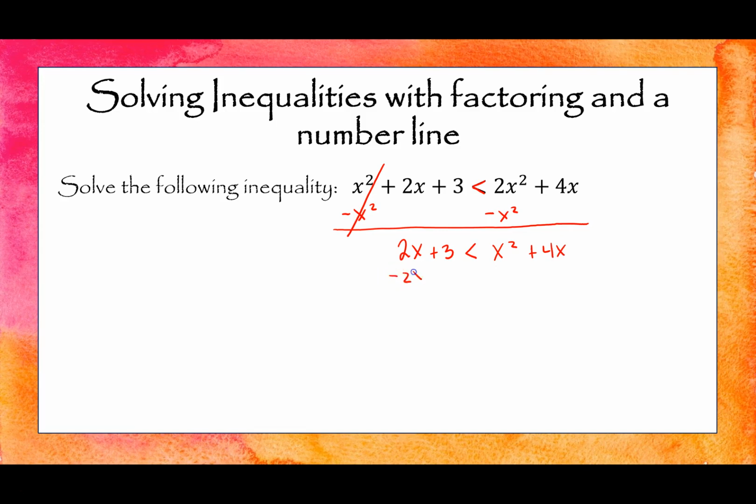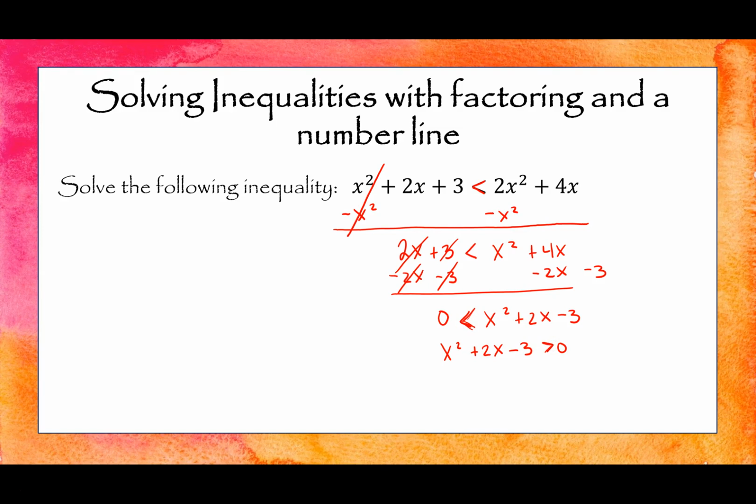Next thing I do is subtract my 2x. And if I want, I can subtract 3 at the same time. So this cancels, I'm left with a 0. And then I have an x squared plus 2x minus 3. I'm going to rewrite that in another direction, so it's going to be x squared plus 2x minus 3 is greater than 0. So I still have the alligator eating my quadratic side.